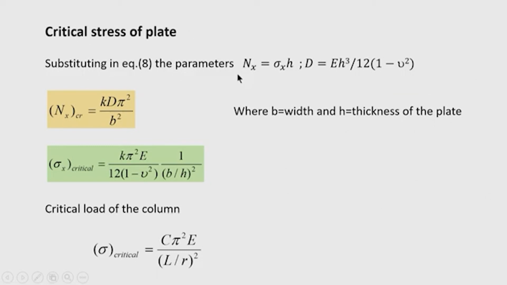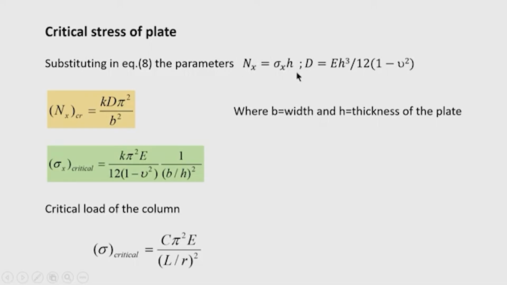Now, let us see what is critical stress. The n x is the force per unit length. All the quantities in the plate, whether it is a force, bending moment, etc., are expressed per unit length. So, n x is also force per unit length. That means, if sigma x is the normal stress along the x direction, then sigma x into h into 1, where h is the thickness of the plate, will give you the n x.